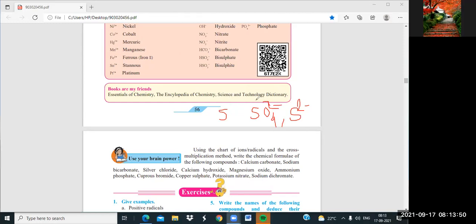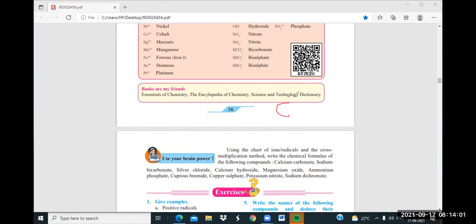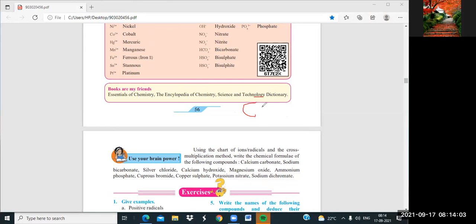About the carbon, we know its symbol is C. Carbon symbol is C, and we are getting the carbide. Carbide means here you can write C- for the carbide. What is it? Carbide.